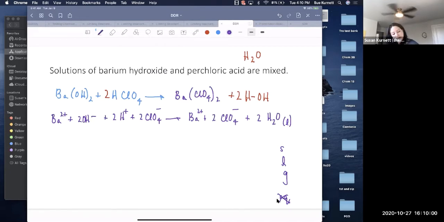Okay, so now I have a balanced total ionic equation. To get to the net ionic equation, I'm just going to cross out anything that is exactly the same on the left and the right. Like here we have barium as a free-floating ion with a +2 charge. And then perchlorate, 2 perchlorate on the left and 2 on the right. And then I am going to rewrite whatever I didn't cross out.